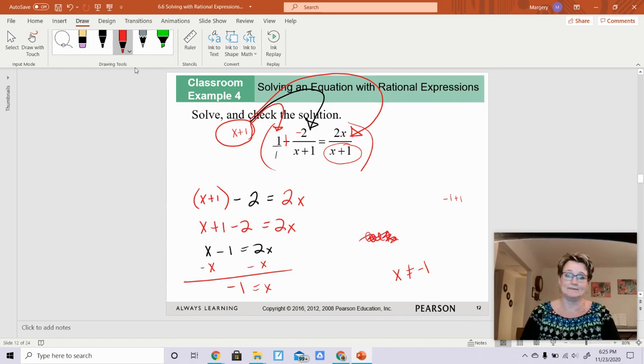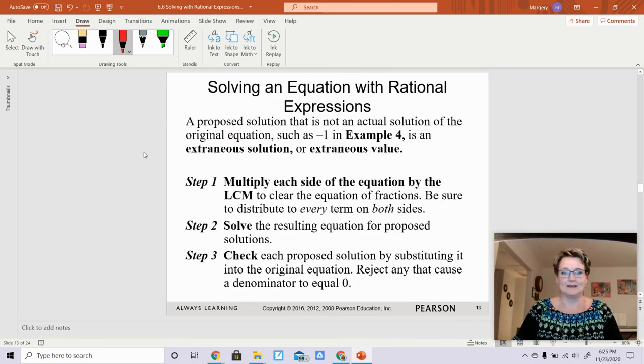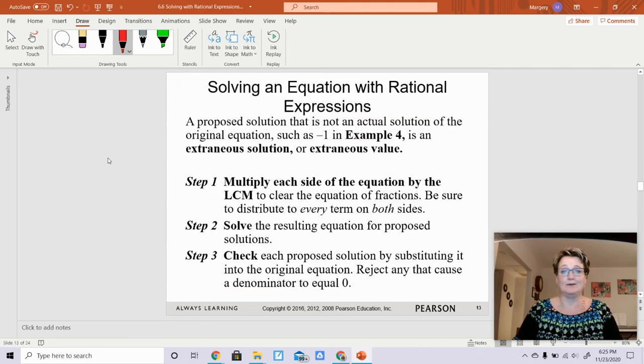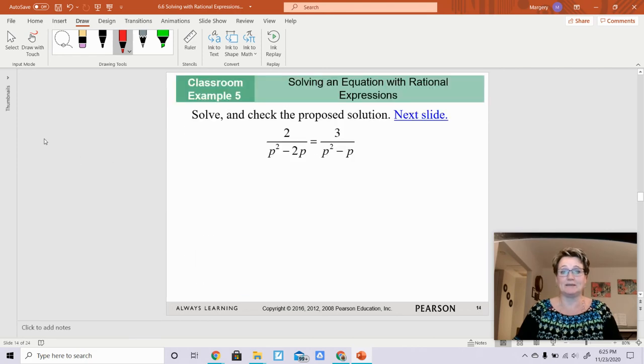All right, let's keep going. Next one. Example 4 is extraneous solutions. Whoops. Yeah, always check your answer, especially when there's variables at the bottom.